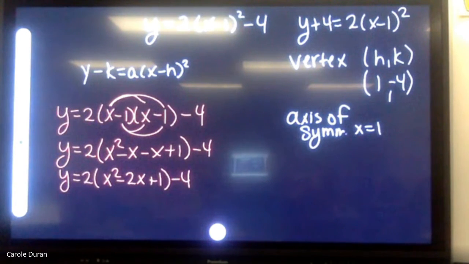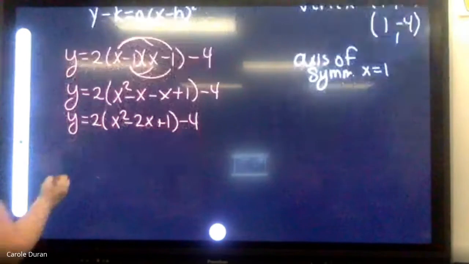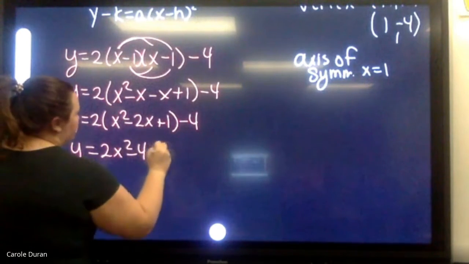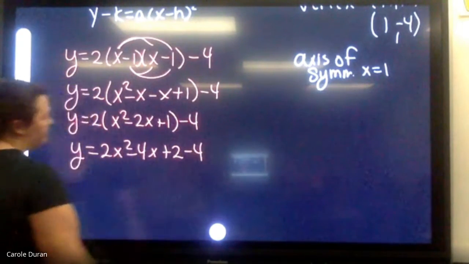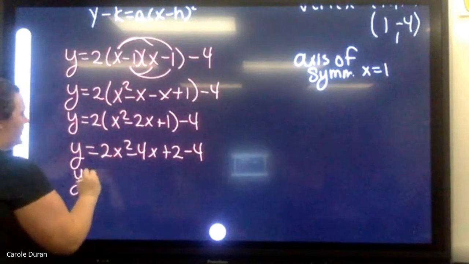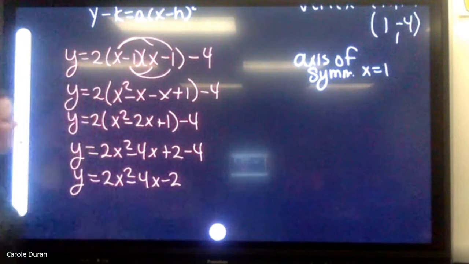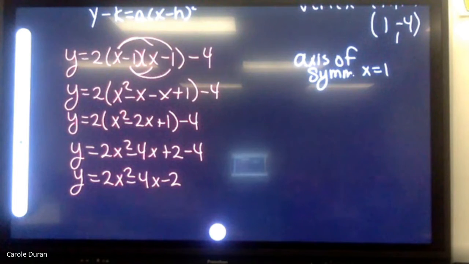Then what do I do? Distribute the 2. y equals 2x squared minus 4x plus 2 minus 4. And then finish combining like terms. And I get y equals 2x squared minus 4x minus 2 as my standard form. Questions, concerns, or issues with that?